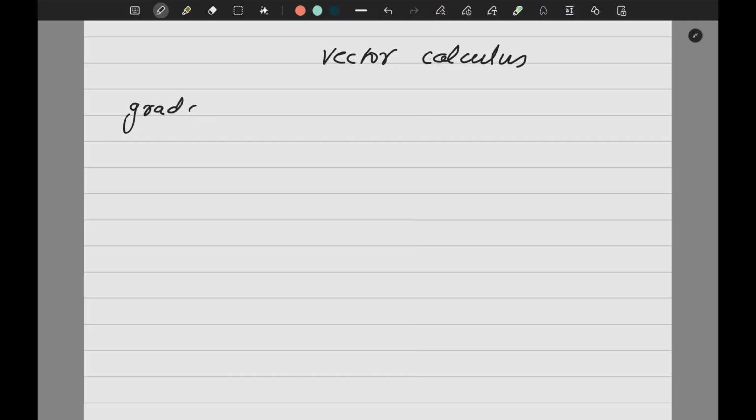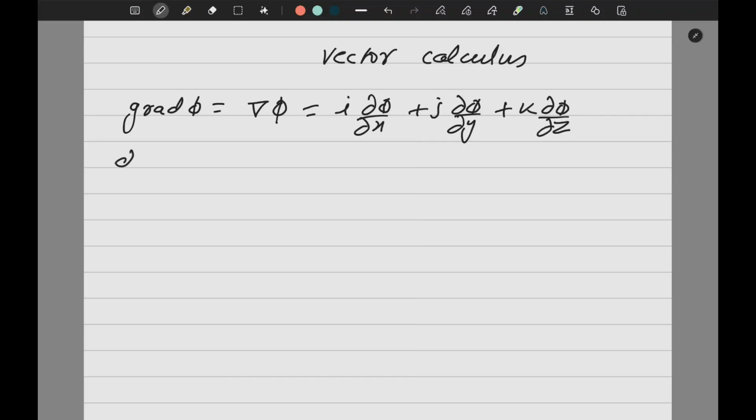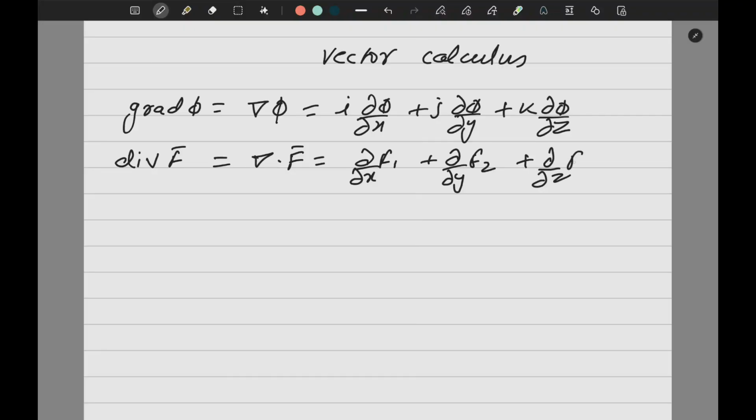First, let us revise quickly. What is grad phi? Grad phi is represented by this, and its value is i ∂phi/∂x plus j ∂phi/∂y plus k ∂phi/∂z. Correct? Now, divergence of f bar, where f is a vector, is represented by del dot f, and its value is ∂/∂x of f1 plus ∂/∂y of f2 plus ∂/∂z of f3.